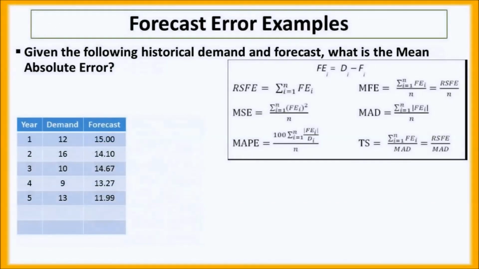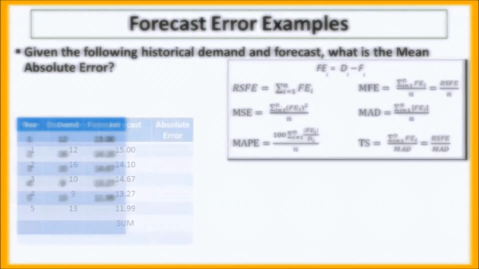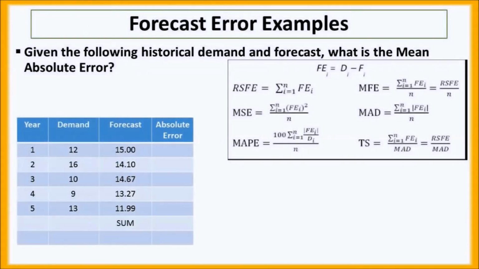All right, here's our next example. Go ahead and pause the video, read the problem statement, and see if you can set up the matrix that is needed, the table that is needed to be able to solve this one. Here's what yours should look like. In this, for the mean absolute error, all we need is the absolute error. So that's the column that I've placed here. Go ahead and solve this problem.